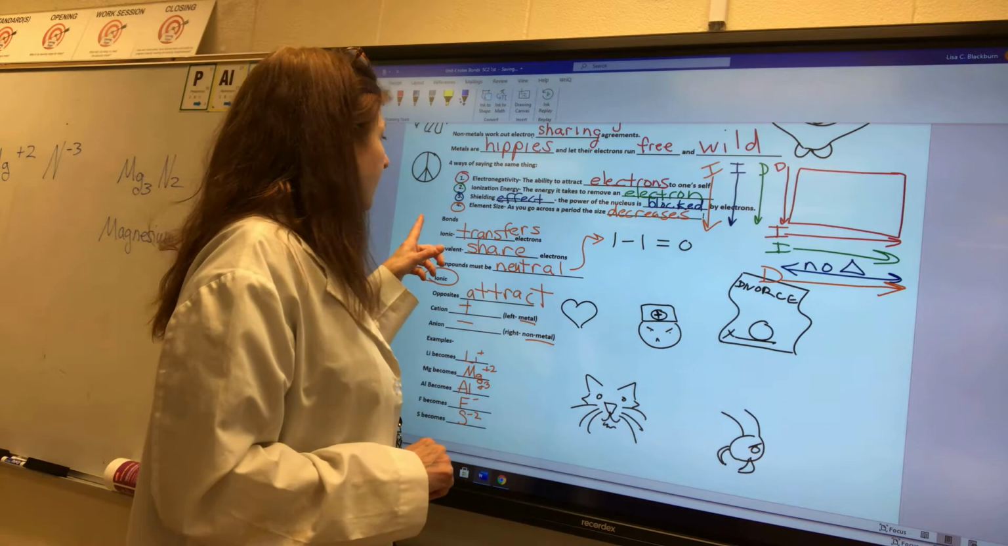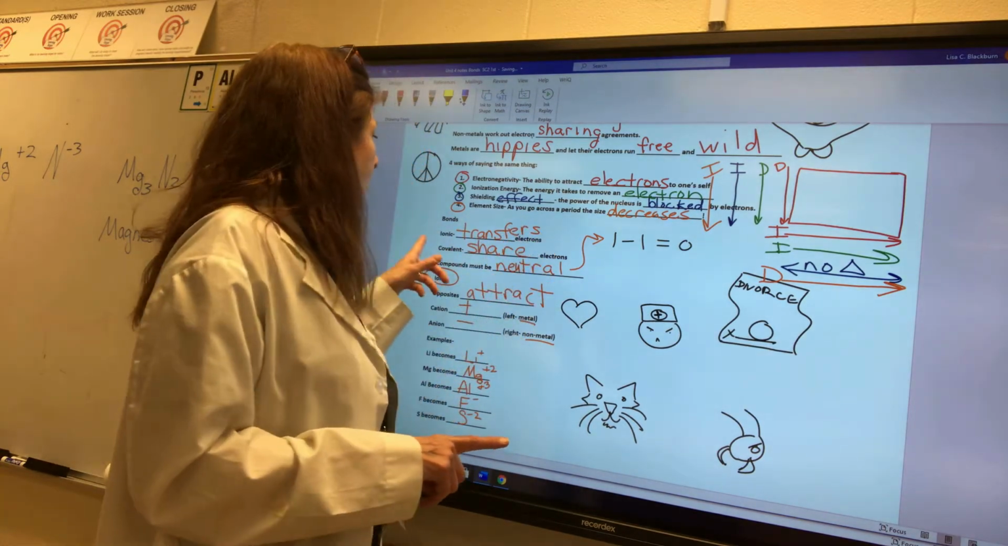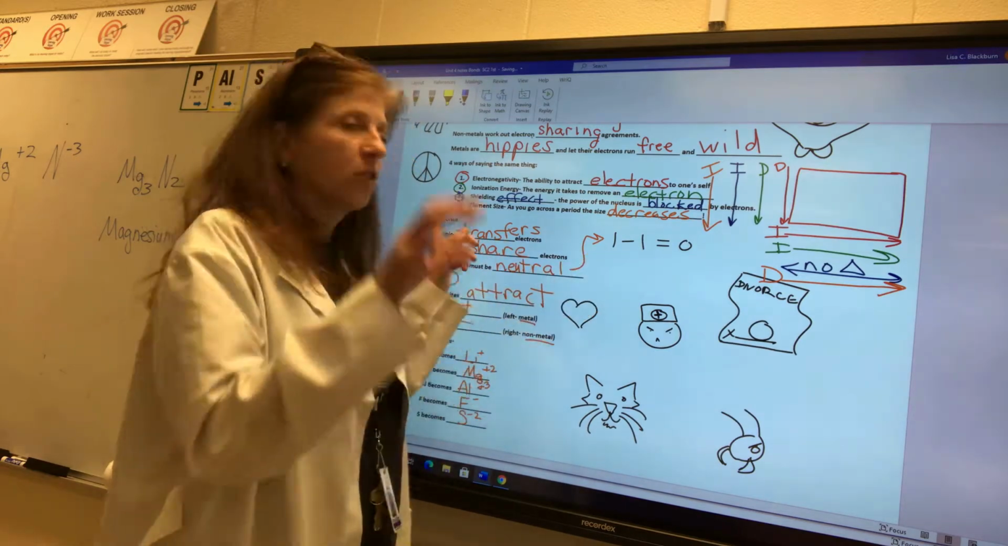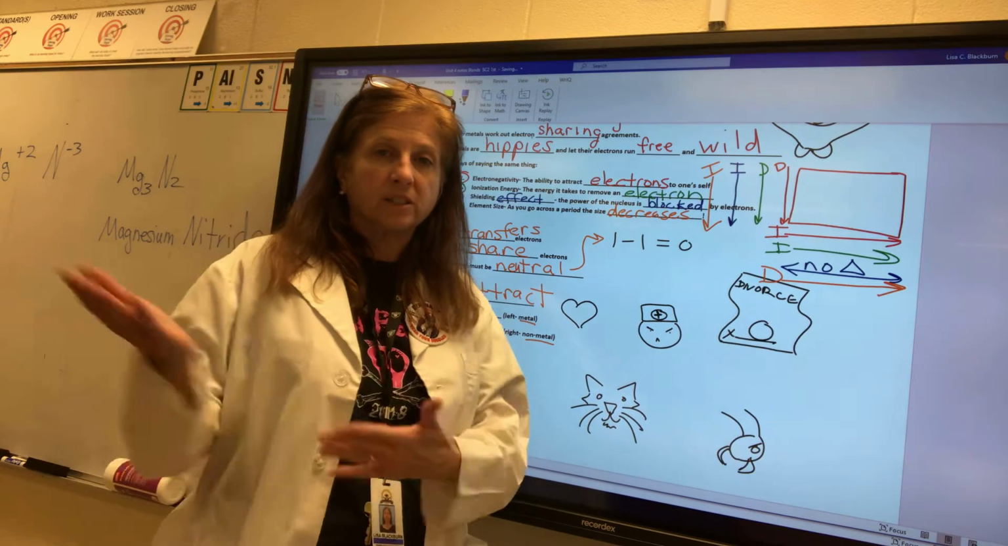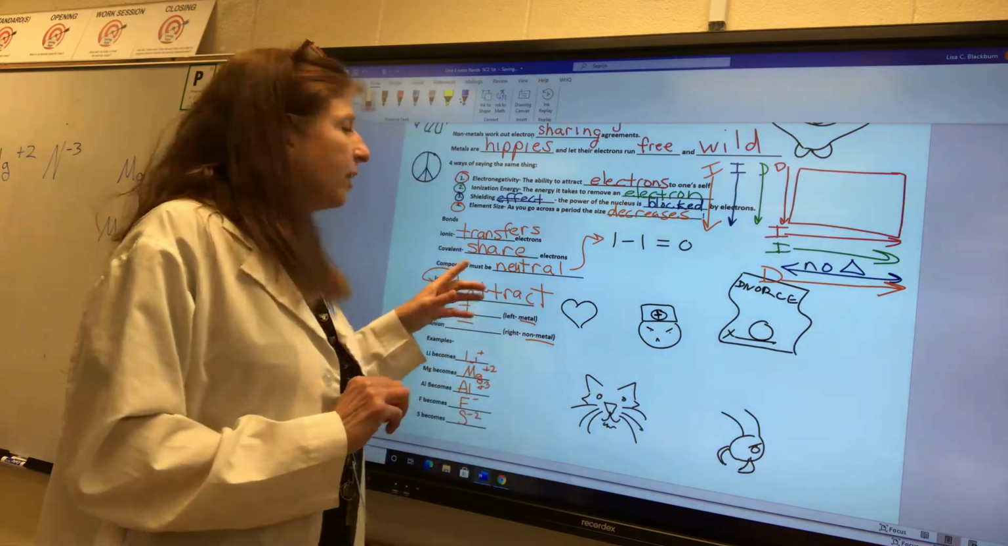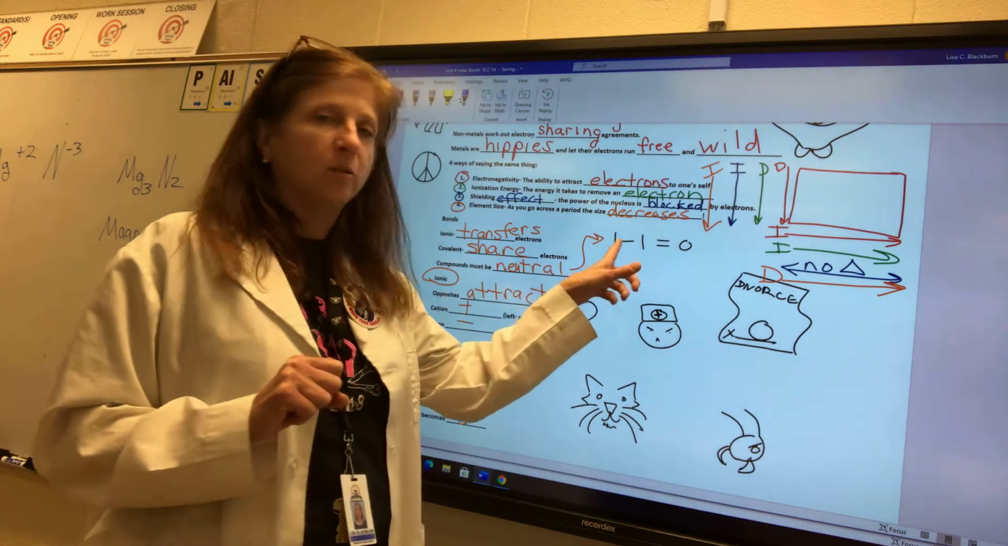Now, bonding. Ionic bonds transfer electrons. Covalent bonds share. Ionic bonds are the ones who put their electrons up for adoption. Covalent, divorced, they have a sharing arrangement. Now the overall compound must be neutral. So that's why we have 1 minus 1 is 0.